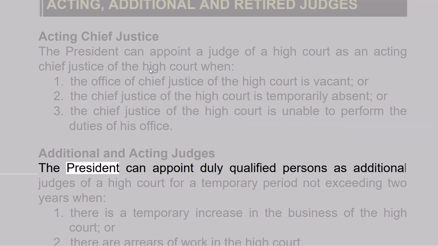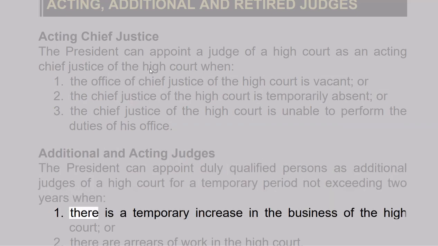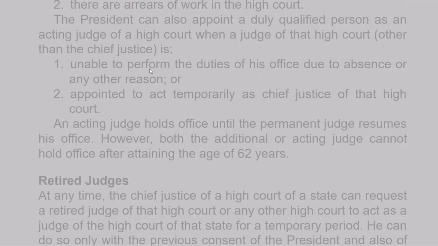Additional and acting judges. The President can appoint duly qualified persons as additional judges of a High Court for a temporary period not exceeding 2 years when 1. There is a temporary increase in the business of the High Court, or 2. There are arrears of work in the High Court.